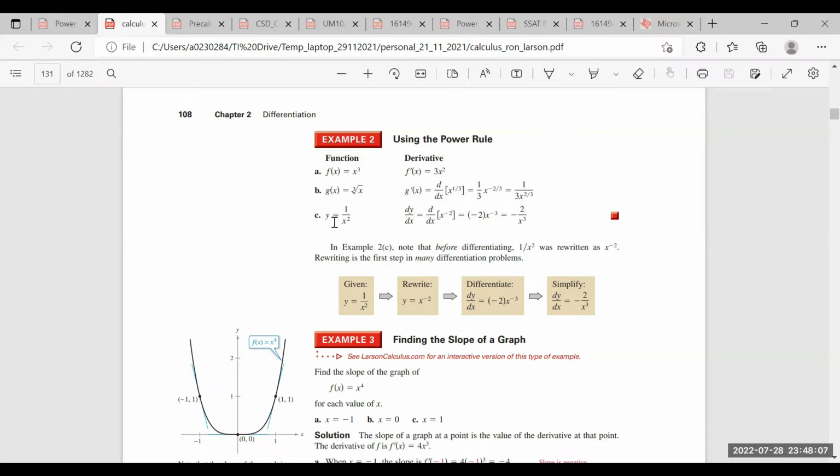And the same thing applies to y equals 1 over x squared. It can be rewritten as x power minus 2. And then you go ahead and apply the power rule.